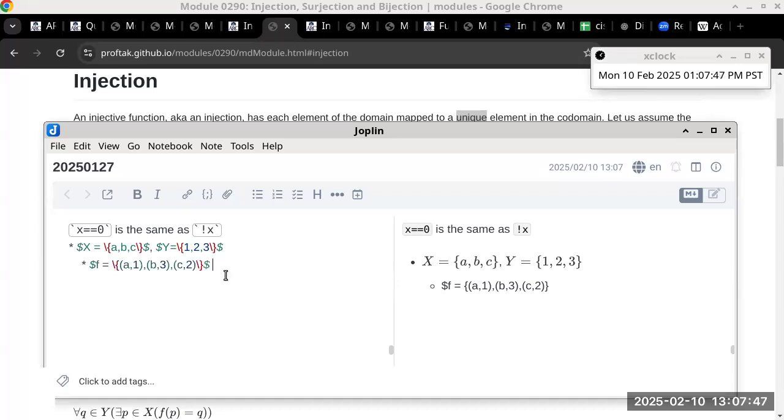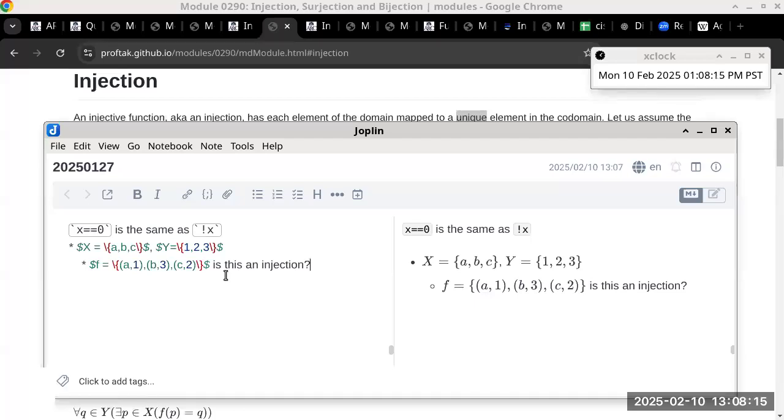Okay, so now the question is, is this an injection? What do you think? Okay, so the way we look at this, there are a few ways to look at this. You can look at this intuitively and ask, do A, B, and C all map to unique elements? Okay, using just your natural understanding of the word unique.